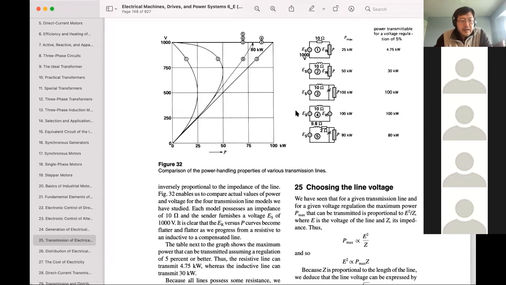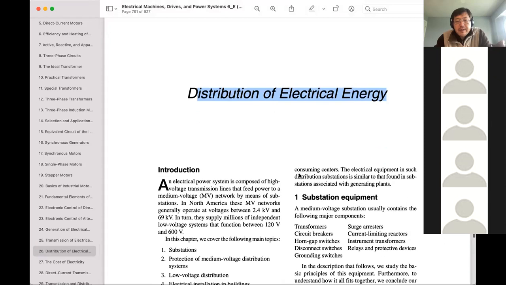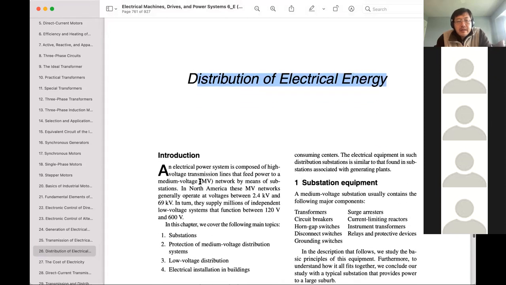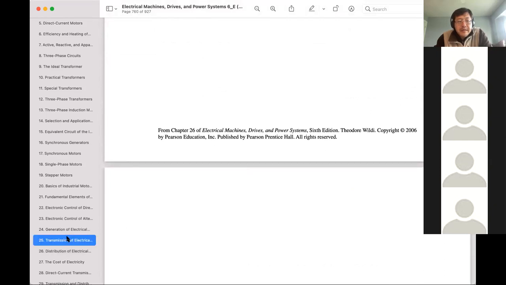So today we're going to continue talking about transmission. That will be chapter 25. We will finish chapter 25, and next week will be our last week, and we will talk about the last mile of electrical delivery. That will be the medium and low voltage. So that's what our plan is.